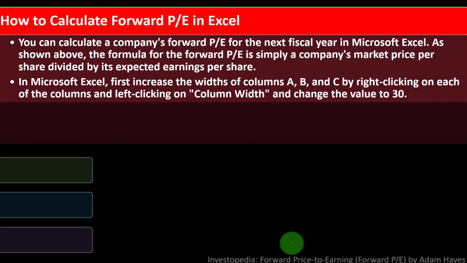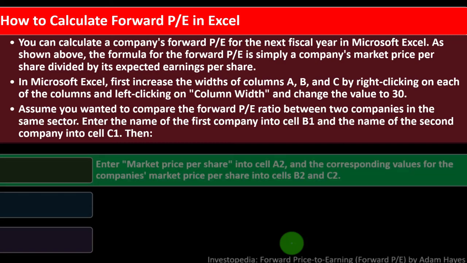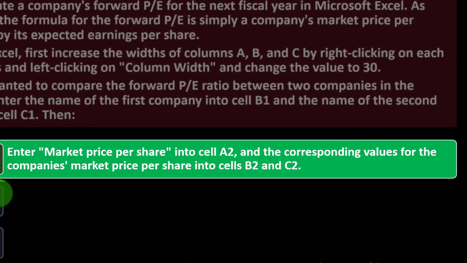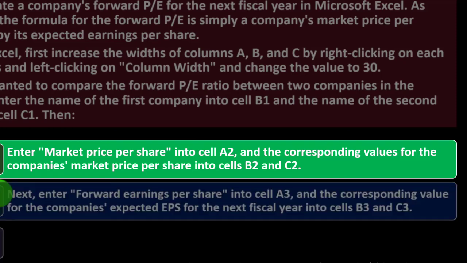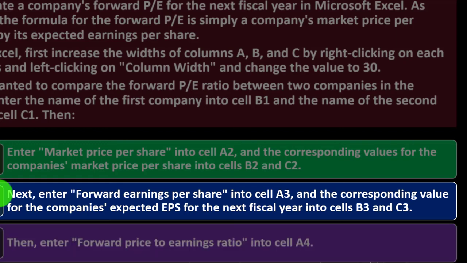First, increase the widths of columns A, B, and C by right-clicking on each of the columns and left-clicking column width. Assume you wanted to compare the forward PE ratio between two companies in the same sector. Enter the name of the first company in cell B1 and the name of the second in C1. Then enter market price per share into cell A2 and the corresponding values for the companies' market price per share into cells B2 and C2. Next, enter forward earnings per share into cell A3 and the corresponding value for the company's expected earnings per share for the next fiscal year into cells B3 and C3.